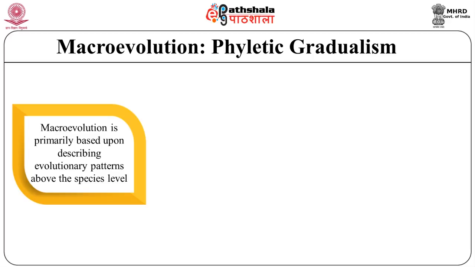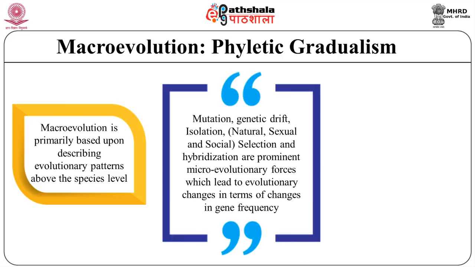Macroevolution is primarily based upon describing evolutionary patterns, which we have discussed earlier at the species level. Macroevolutionary studies focus on the change that manifests at or above the level of the species, and in contrast, microevolution relates to the evolutionary changes within the species. Mutation, genetic drift, isolation, which could be natural, sexual or social, selection and hybridization are the prominent microevolutionary forces which lead to the evolutionary changes in terms of changes in the gene frequency.